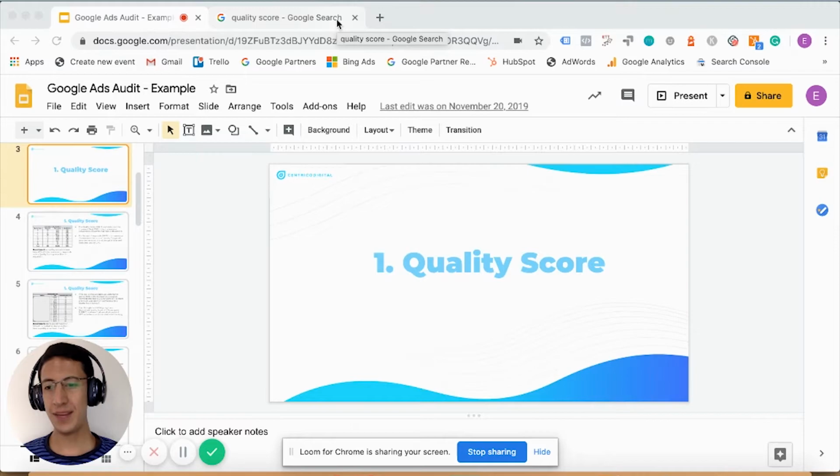Hi, my name is Esteban, and today I wanted to make a quick Loom just to show you the methodology that we use when it comes to optimizing our Google Ads campaigns.